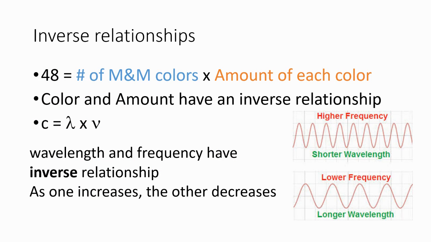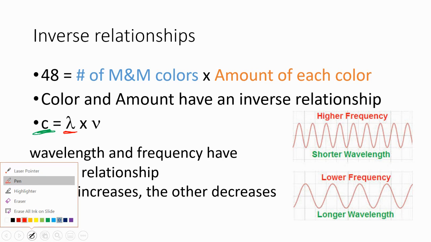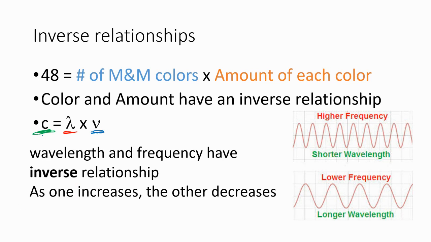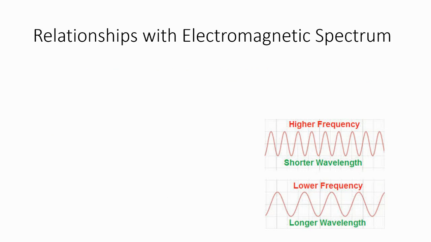So that's exactly what happens when you have the speed of light and you're multiplying the wavelength and the frequency. Because the speed of light is a constant, always 3 times 10 to the 8th, when you multiply those two things, if one gets bigger, then the other one gets smaller. So we can see here there's a short wavelength for a high frequency, and a longer wavelength for a low frequency. So the wavelength got bigger as the frequency got smaller, and the wavelength got smaller as the frequency got bigger. We call this an inverse relationship. As one increases, the other decreases.